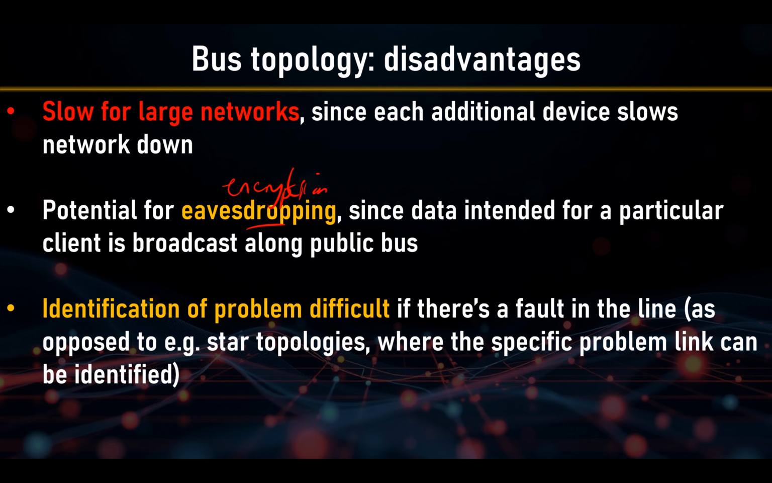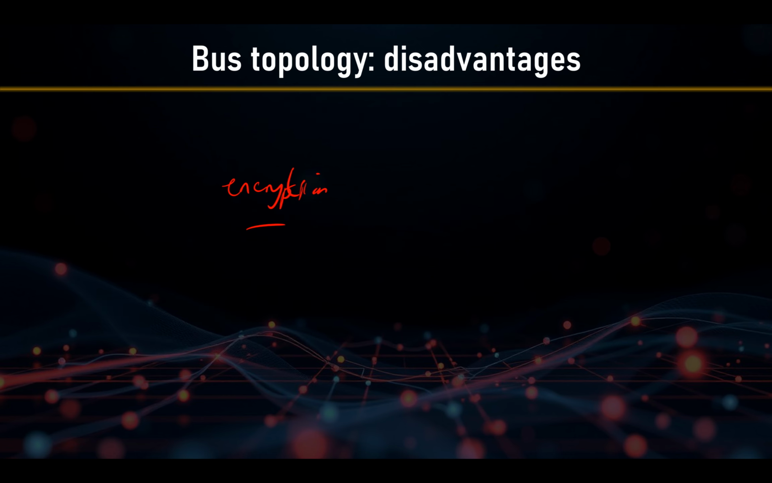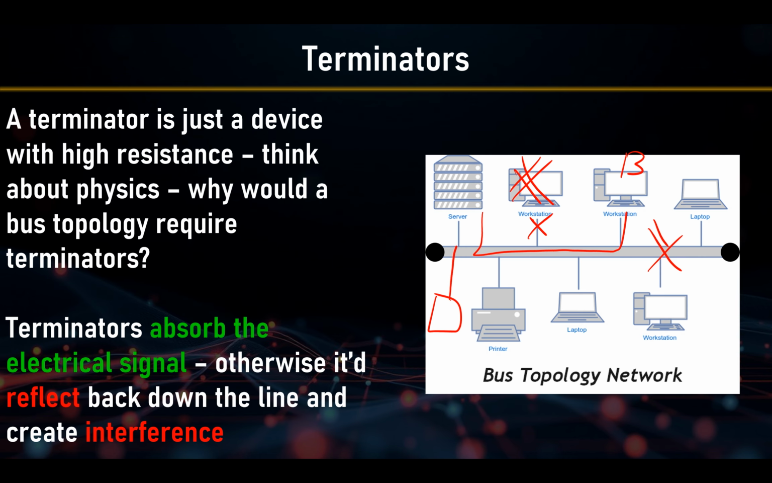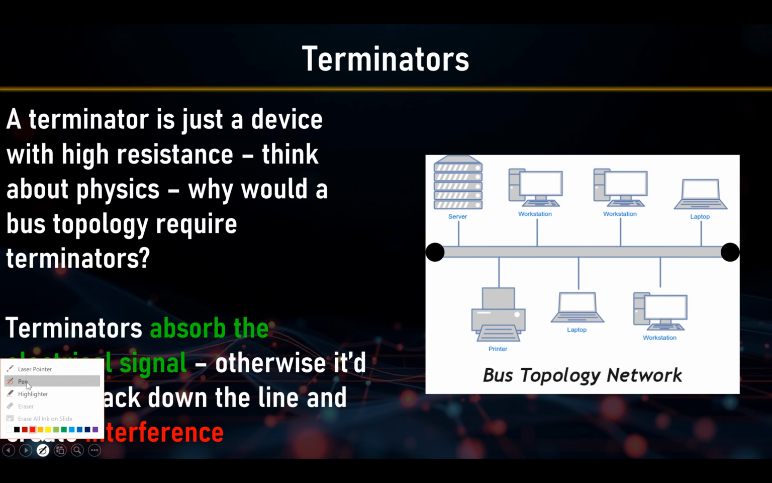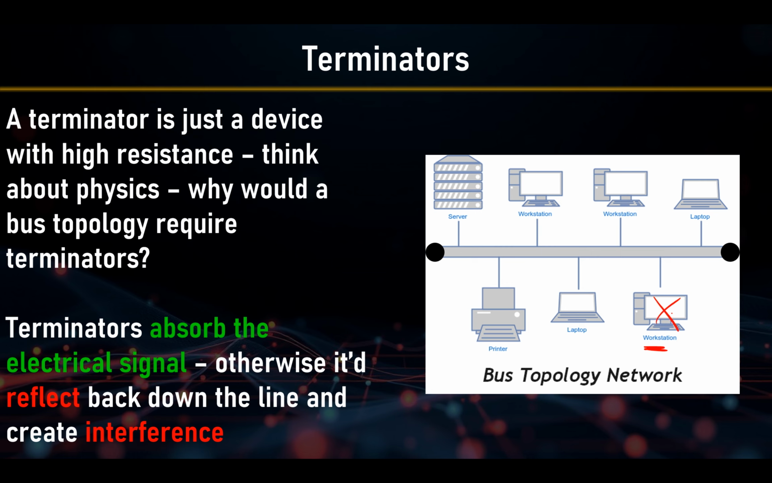Also, identification of the problem is difficult, since if there's a fault on the central bus line, it's difficult to determine exactly where that fault is. Probably you might be able to realise, and can I just erase all of this? So for example, let's say this workstation stops working. You can probably infer that either it's going to be an error with this actual workstation, or an error with this actual connecting line.